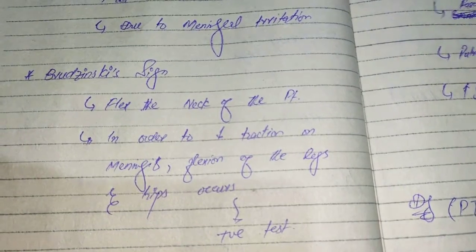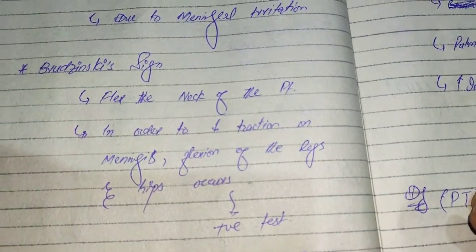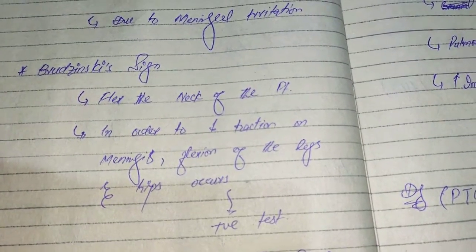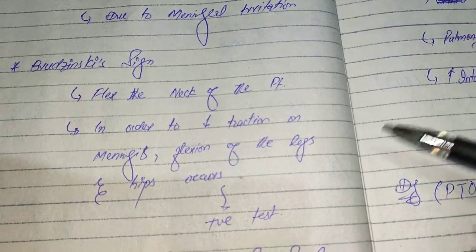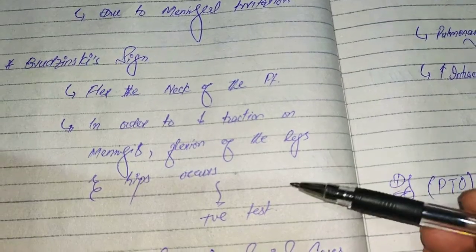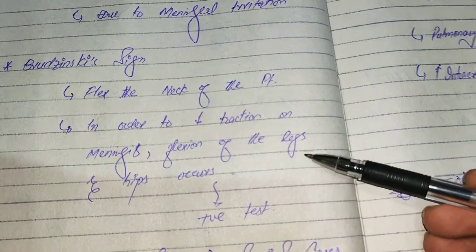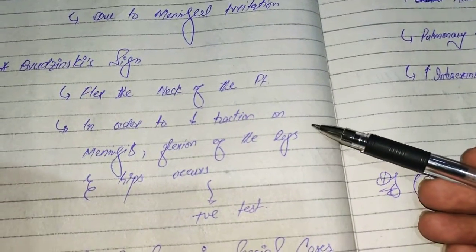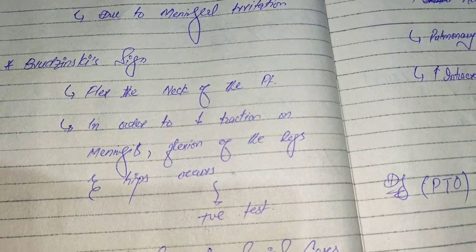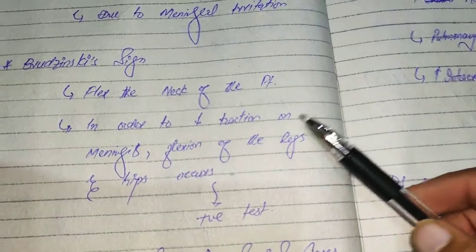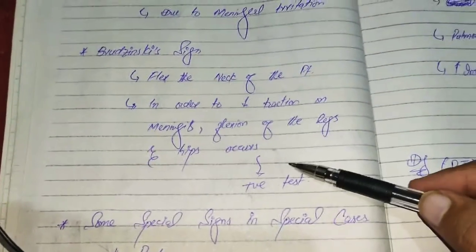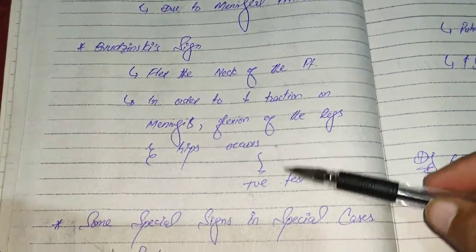You flex the neck of the patient, and once you flex the neck, there will be flexion of the legs and hips, and the patient will flex their hips as well as their legs in order to decrease the traction on the meninges. So if this occurs, then it is a positive Brudzinski sign. So these two signs will be positive in meningitis.